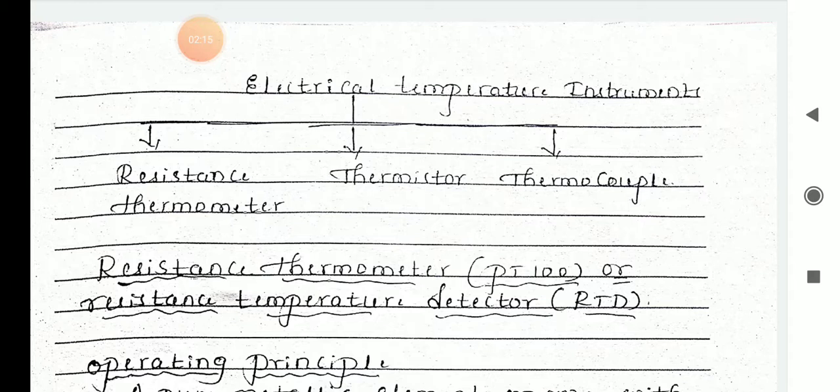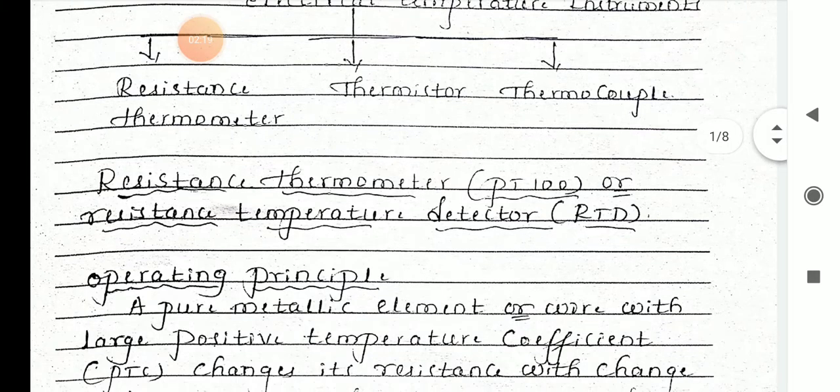Next we will discuss the electrical temperature instruments. They are classified into three types: resistance thermometer, thermistor, and thermocouple. First we will discuss the resistance thermometer, PT100, or resistance temperature detector.